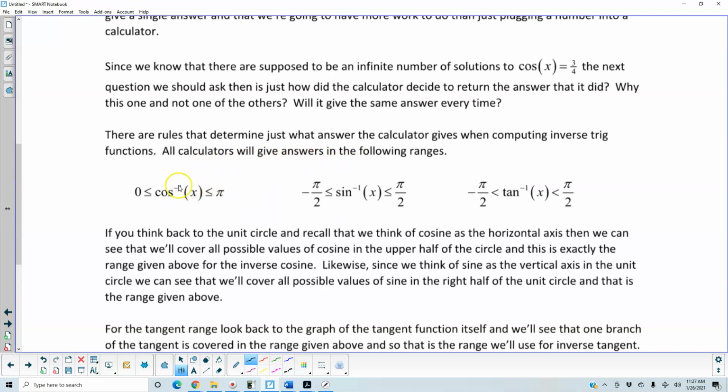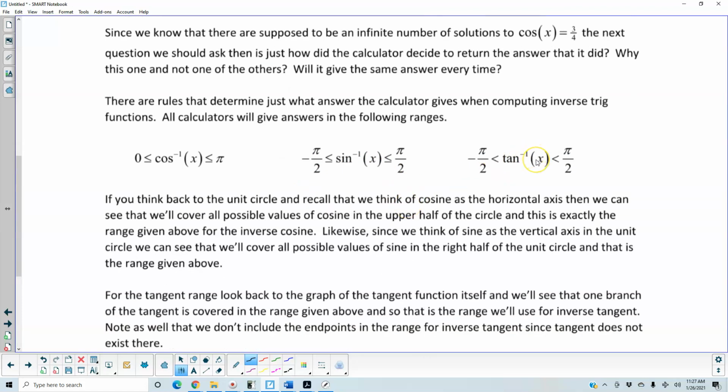Cosine inverse of x would be in between 0 and pi. Sine inverse of x is going to be in between negative pi over 2 and positive pi over 2. And tangent inverse x is going to be in between negative pi over 2 and pi over 2, but it doesn't include it.